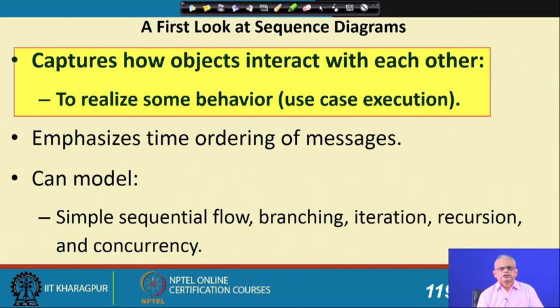And we will see that we will have ways to represent some control information, like whether there is a sequential flow, where the control just flows from one object to another object. There is branching, that is, depending on some condition, the control flow occurs from one object to another object or some other object. Iteration, where multiple times control passes from one object to another object and returns. Recursion, concurrency, and so on.